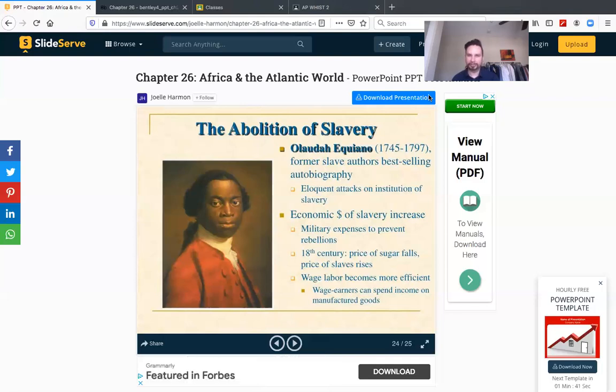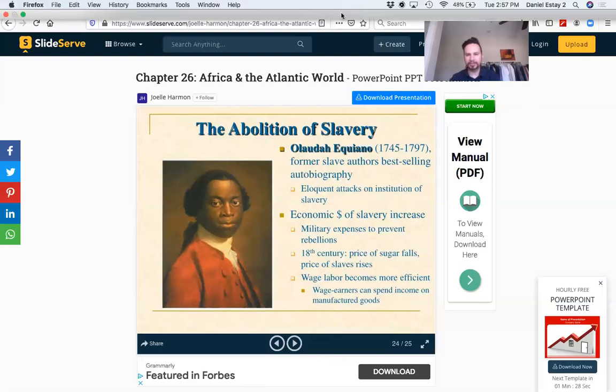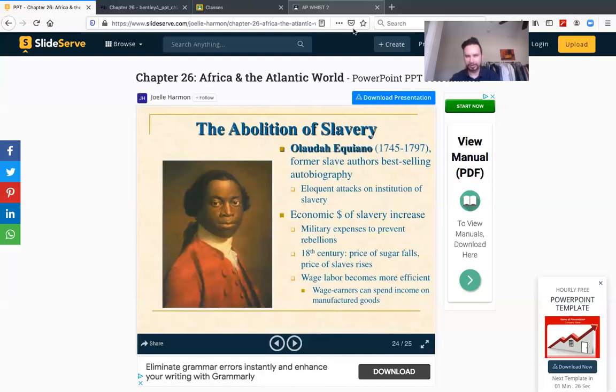However, in Africa, I believe there is still some legal slavery going on in some countries, particularly in Muslim regions of Africa. But I'd have to double check on that. I'm not completely sure about that.